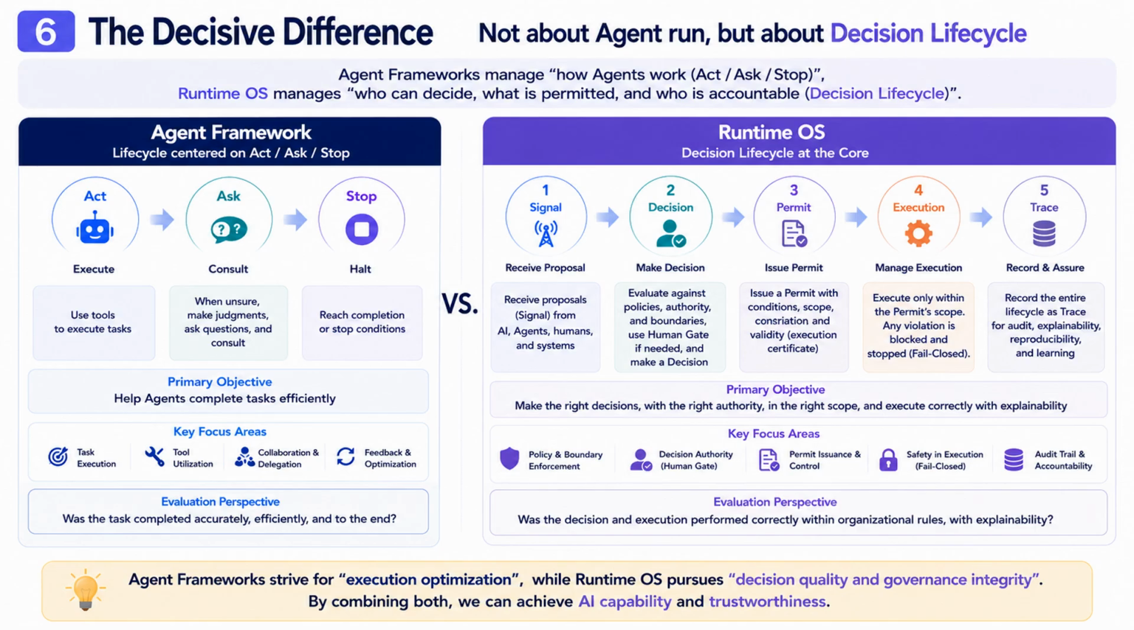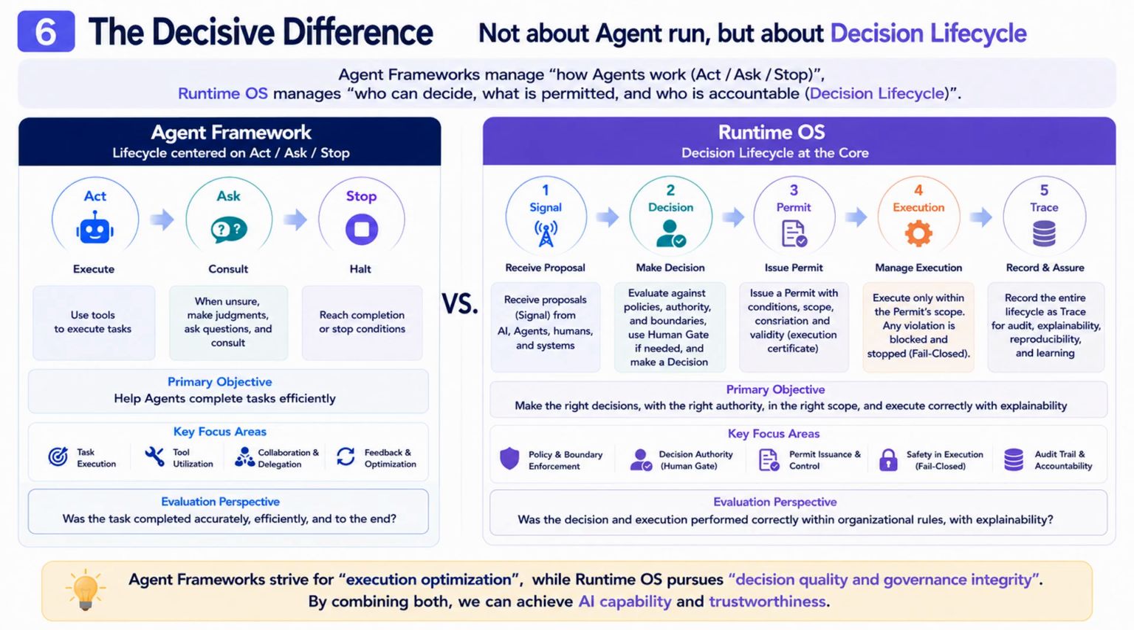Runtime OS, on the other hand, is not centered on the agent run. It is centered on the decision life cycle. Who has the authority to turn a signal into a decision? What authority and policy is that decision based on? How far should execution be permitted? And how should the decision and its execution be recorded as a trace? Runtime OS manages the entire life cycle of signal, decision, permit, execution, and trace.